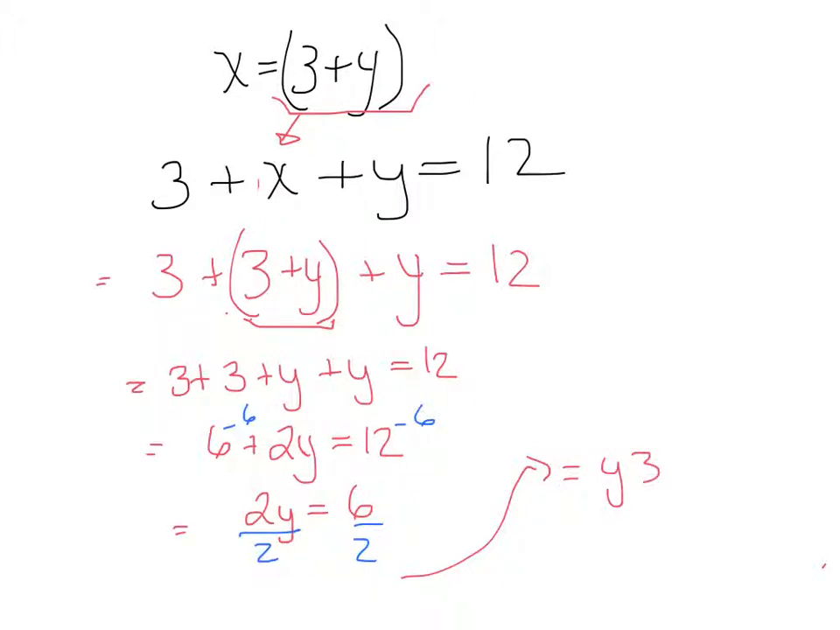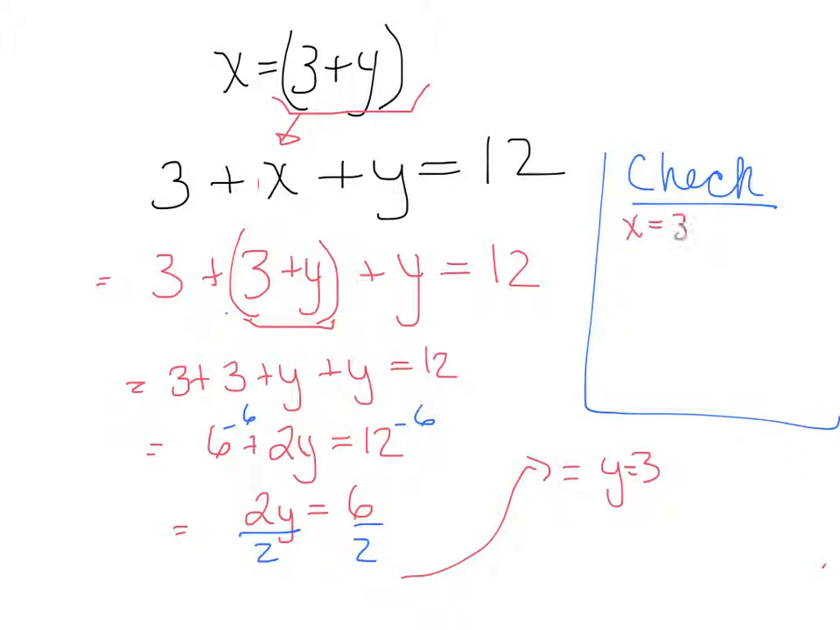Now I can check it. So if I'm going to check this, I'm going to first find the value of x. We had x equals 3 plus y. So x equals 3 plus 3. X equals 6. So there's my first one. And now I'm going to substitute it in for the original equation. Always go back to the very beginning.